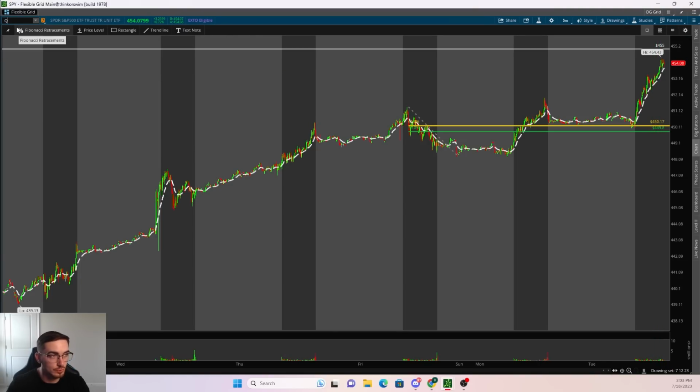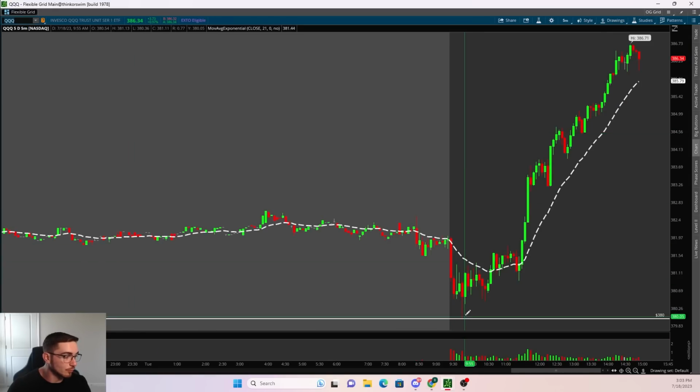Again, going back over to QQQ today, the exact bottom was at 380 this morning. That is why those psychological areas of support and resistance, those intervals of 5, you want to mark them because they could lead to high probability areas for bounces and rejects.